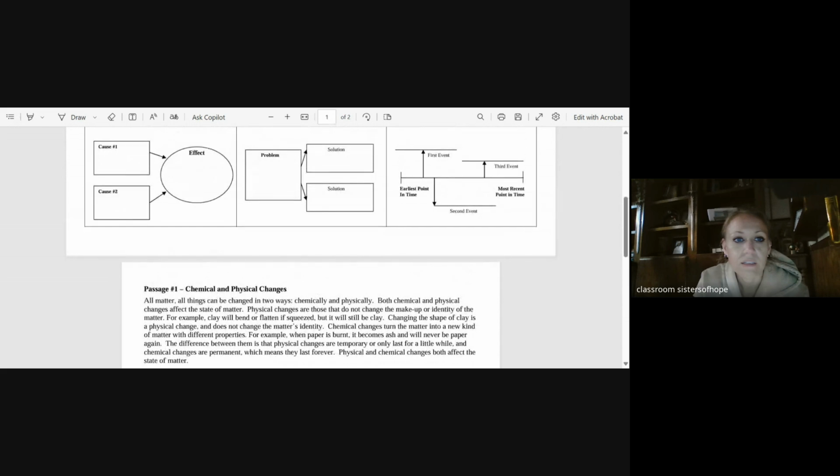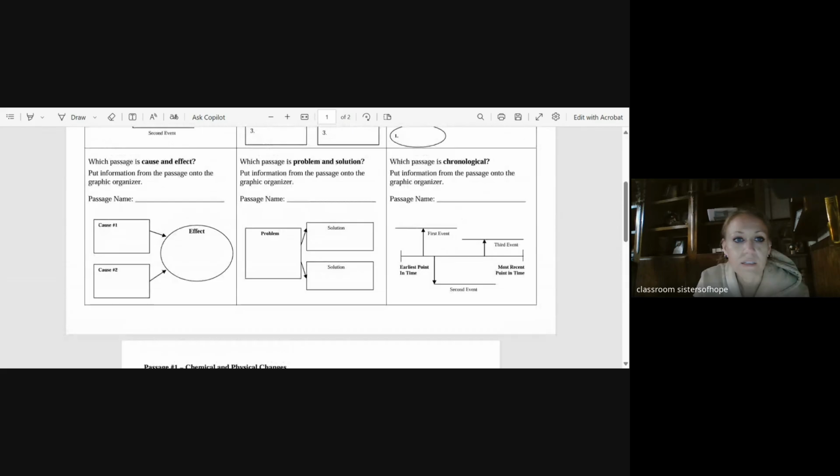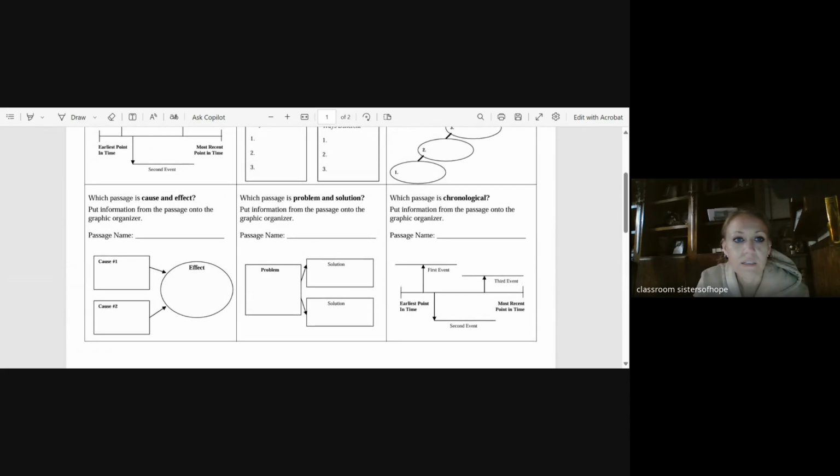Okay, kind of a silly little passage, but which one of these text structures would you say that it is?